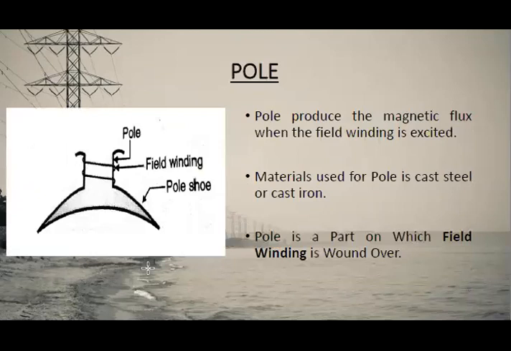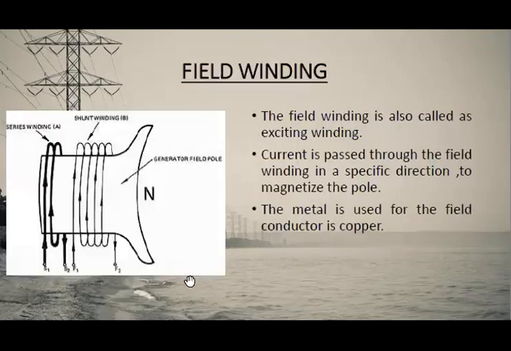And coming to the next point, that is pole. The pole is like a horseshoe magnet. Pole produces the magnetic flux when the field winding is excited, then only it produces the magnetic flux. So materials used for pole are cast steel and cast iron mainly. Pole is a part on which field winding is wound over. Here on this pole only we have to wound the field winding.